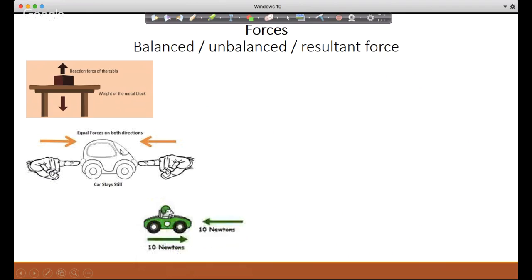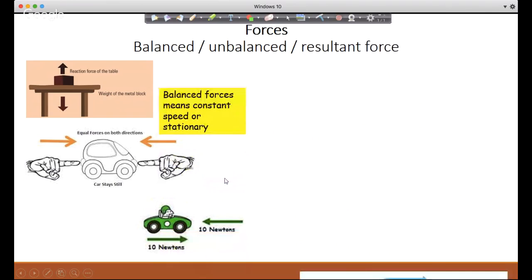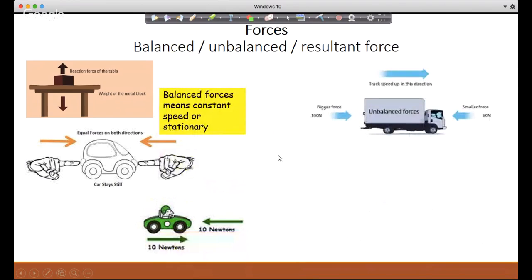Okay, so all of these objects here have got balanced forces on them. We can probably guess that the box isn't moving, that would be stationary, but this car might be moving, could have a forward force on the engine of 10 newtons and a backward force of air resistance of 10 newtons, meaning it's not speeding up or slowing down. So balanced forces mean constant speed or stationary.